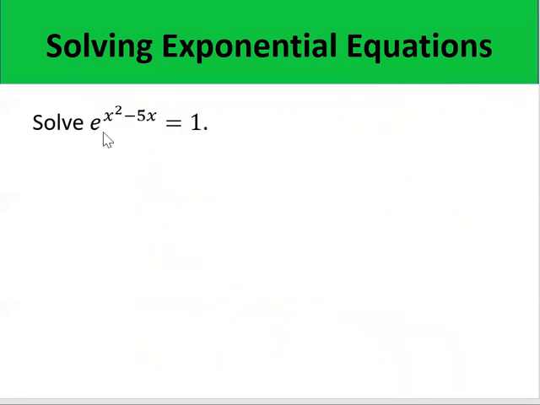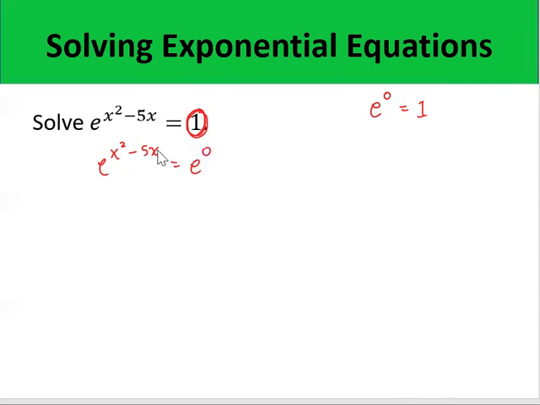Okay, next. So let's try to solve for e raised to x squared minus 5x equal to 1. Now remember or recall that e is the natural exponential number, which is approximately equal to 2.71. So in order to solve this equation, we can write this value in terms of e raised to something. So we know that e raised to 0 is equal to 1. So we can replace this by e raised to 0. So we get e to the x squared minus 5x is equal to e raised to 0.